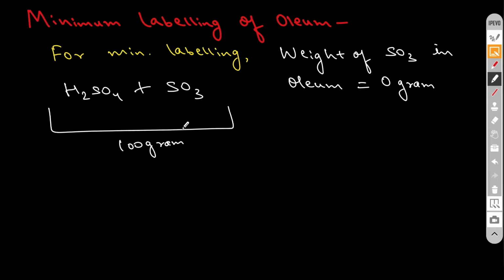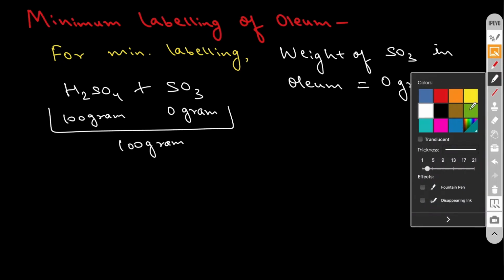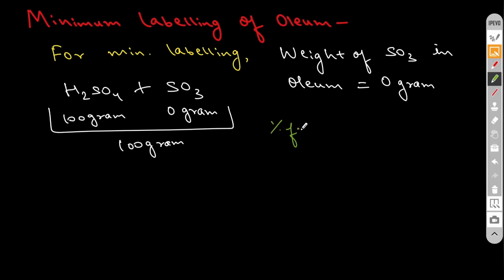In a 100 gram sample of oleum, weight of H2SO4 will be 100 gram and weight of SO3 should be 0 gram for minimum labeling, right? So percent free SO3 in this case will be simply 0 divided by 100 multiplied by 100, which is itself 0, right? So percentage free SO3 is 0.